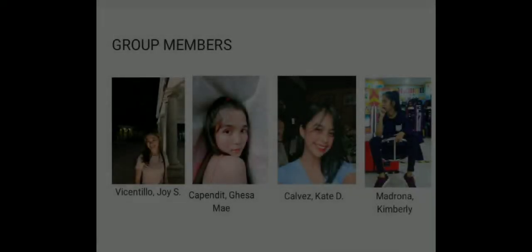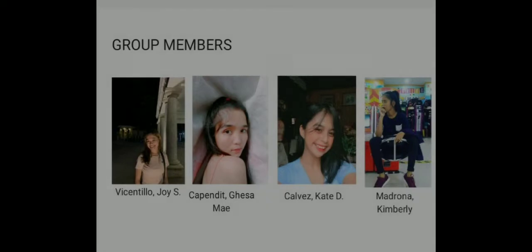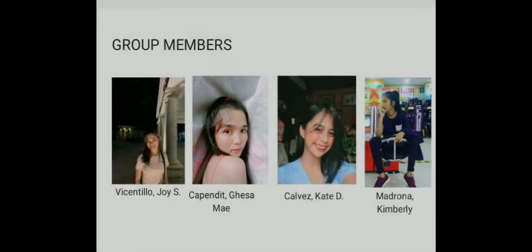So these are my beautiful group mates, and to have a review of their topics, Miss Vicentilio first introduced to you cyberbullying and kinds of bullying. Miss Capindet discussed the forms of online bullying, which are 8 forms. Ms. Calvez discussed the cyberbully profile and the effects of cyberbullying. And the fourth one is Ms. Madrana, who discussed the tips on how to stop or prevent cyberbullying.